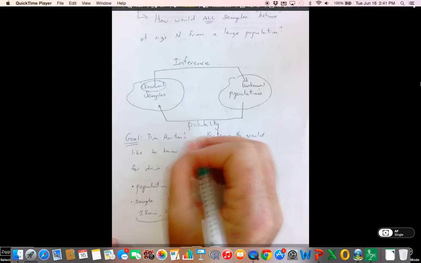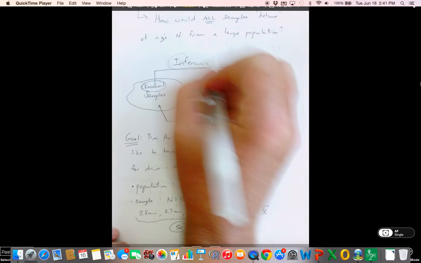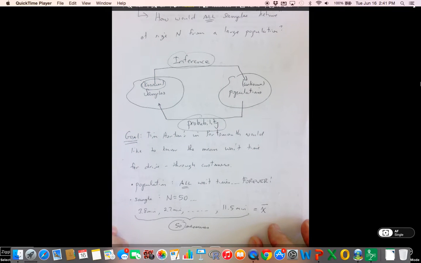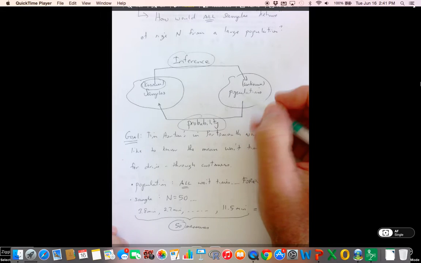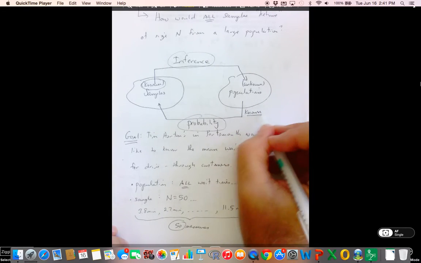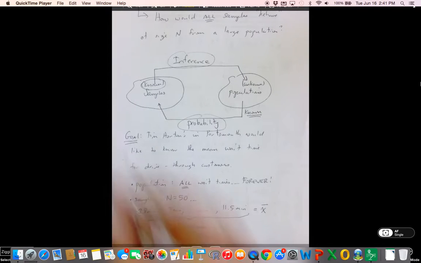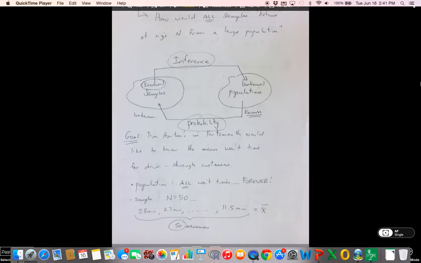Because everything I'm going to teach you down here is going to be ultimately the cornerstone for what I teach you up here. In this situation, probability, what's known and unknown reverses. In probability, the population is known, but the sample you draw from it is unknown. Let me explain what I mean by that.